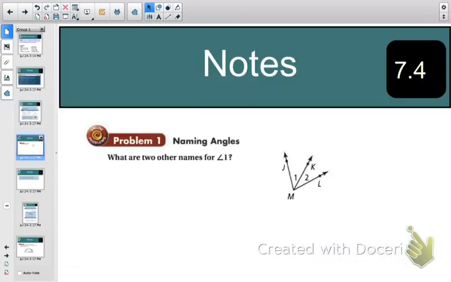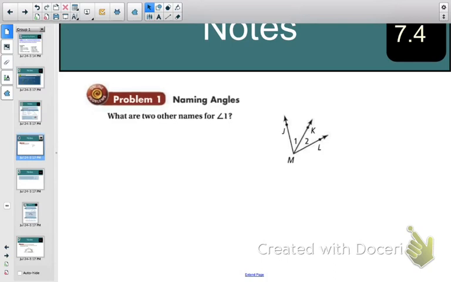Okay. What are two other names for angle 1? Great question. Let's figure it out. So angle 1 is this angle right here. In this case, M is the vertex, but we can't say angle M, because M could be talking about this angle, or our angle 1, or angle 2. There are a lot of angles here that have the vertex of M, so we can't call this angle M. In this case we have to use 3 points.